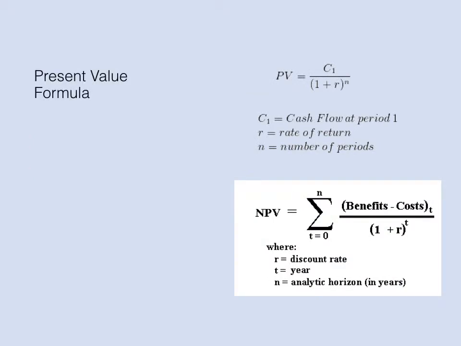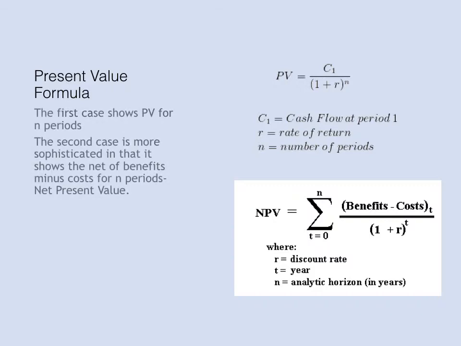Okay, so here are the present value formulas, and you can do these present value formulas into infinity. The first case shows present value for n periods, and the second case is more sophisticated in that it shows the net of benefits minus costs for n periods, net present value. That second one is rather important because it not only looks at the stream of benefits going into the future, but also the stream of costs going into the future.